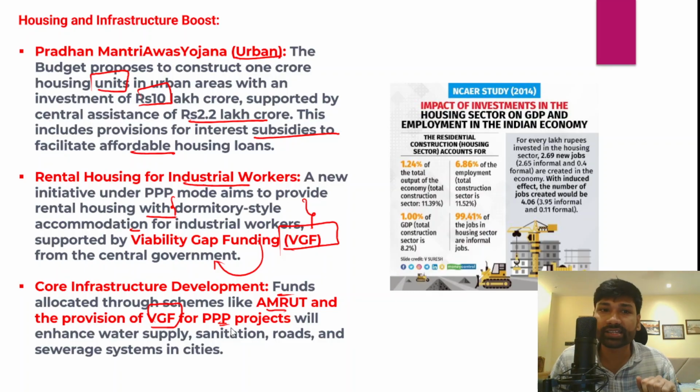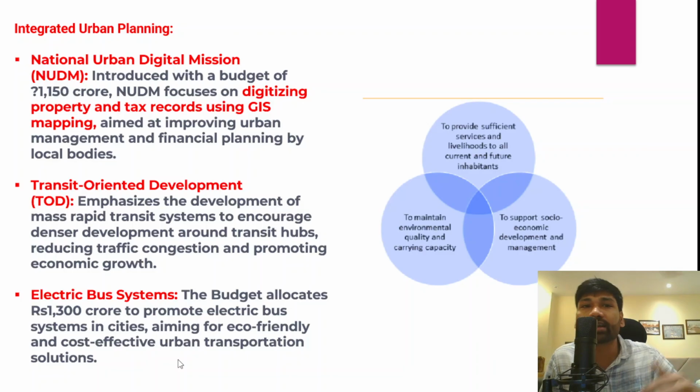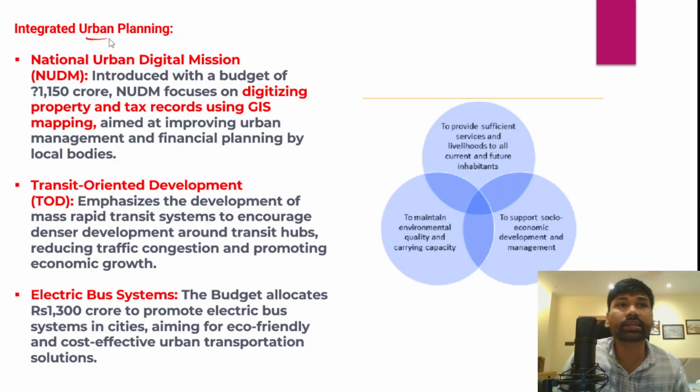rental housing for industrial workers, right? So the funds allocated for all these schemes will enhance other facilities in these urban areas. For example, water supply, sanitation, roads and sewerage systems will be looked into and rejuvenated in the urban centers. Now we need to talk about integrated urban planning, right? When we talk about integrated urban planning, a National Urban Digital Mission is very, very important.